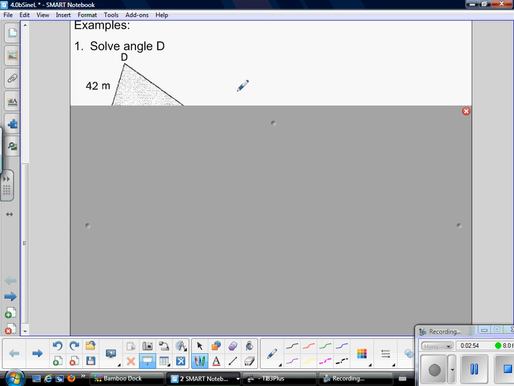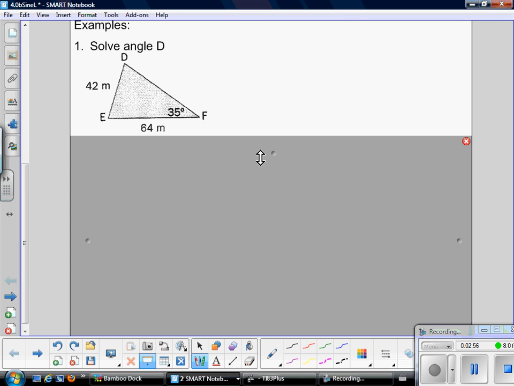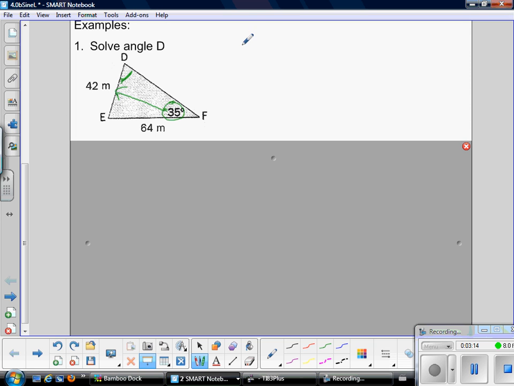The first one says solve angle D. So I'm interested in D. In order to use the sine law, I would need to know an angle, which I do, and the side directly across. I know this angle and I know the side directly across, so I can use the sine law.